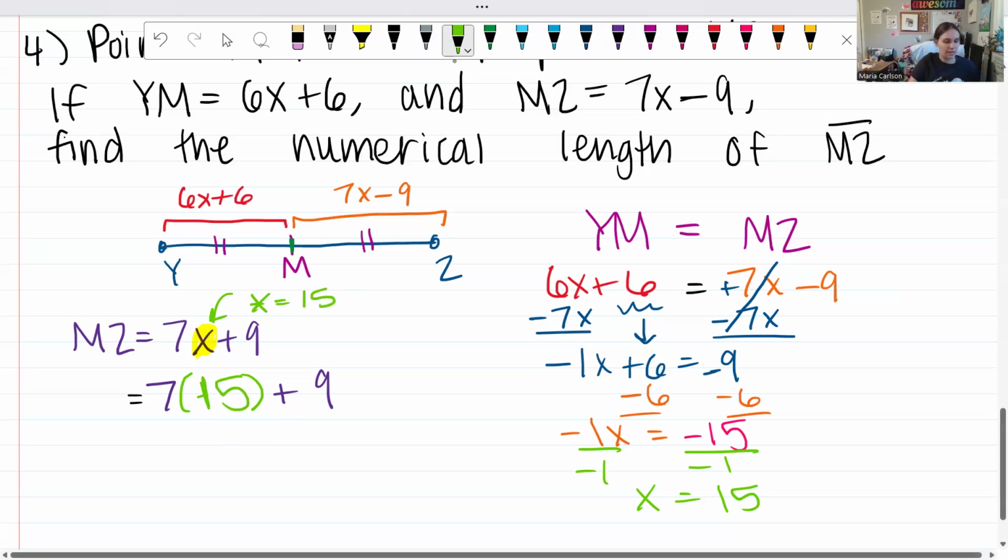My bad. And then using the order of operations, substituting in 15 for x, 7 times 15 gives us 105, minus 9 gives us 96 as our length of MZ.